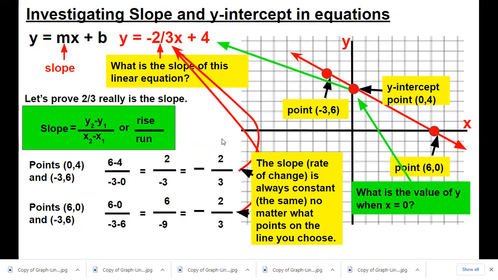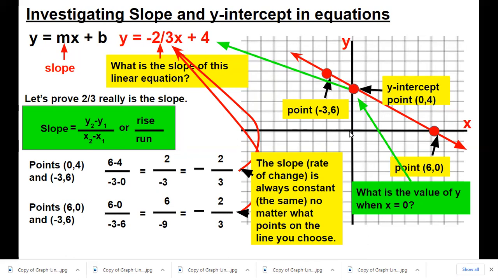Oh no, I'm sorry. They want to know what the value of y is when x equals 0. So here's x equals 0. This is the x-intercept. This is your y-intercept. When x equals 0, go up the line. Y equals, what is that number?